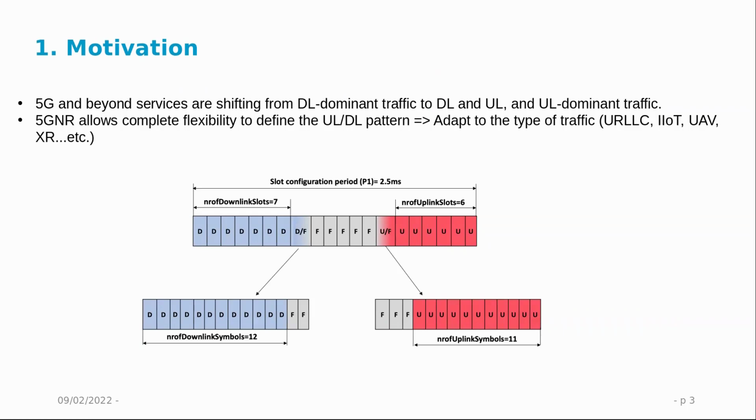The TDD configuration consists of the number of downlink slots and the number of uplink slots and the slot configuration period. Changing the TDD configuration allows to allocate more downlink and uplink slots to accommodate the new behavior of 5G and beyond services.